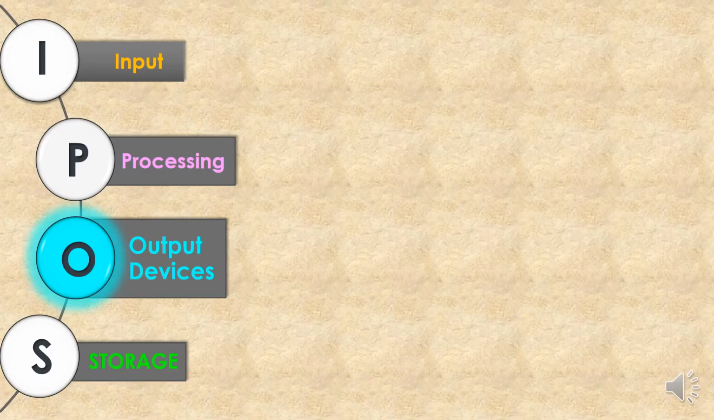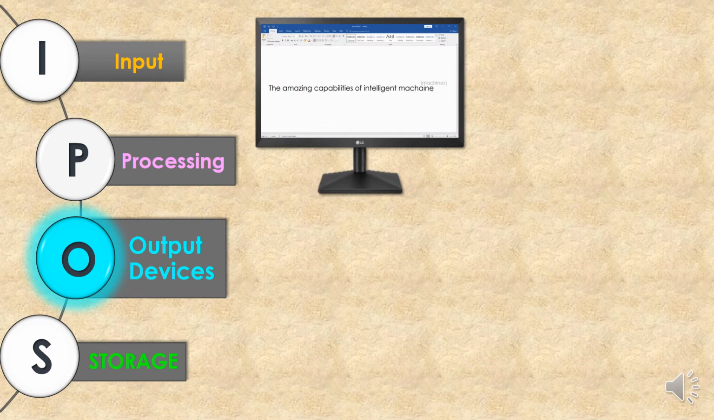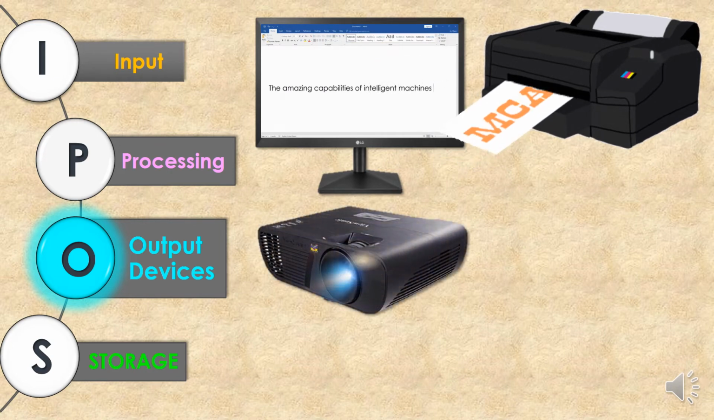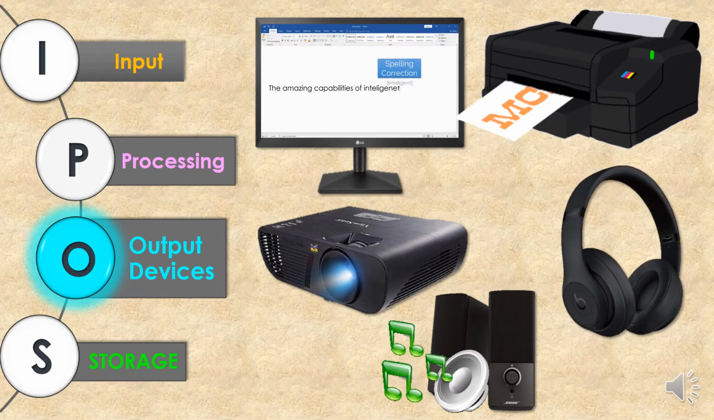Now let's move on to the output devices. Following are some of the important output devices used in a computer. Monitor, which is the main output device of a computer. Printer prints out information on paper or converts soft copy to a hard copy material. Projector, and audio output devices like speakers and headphones.